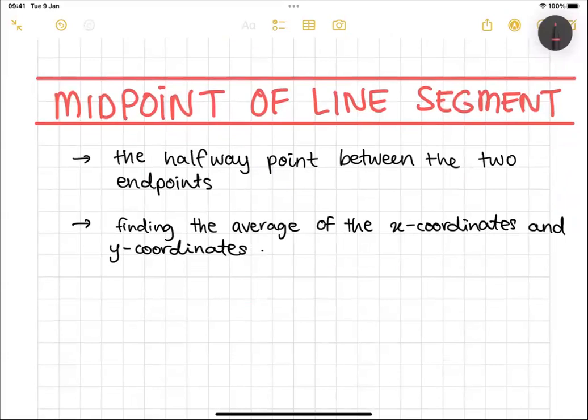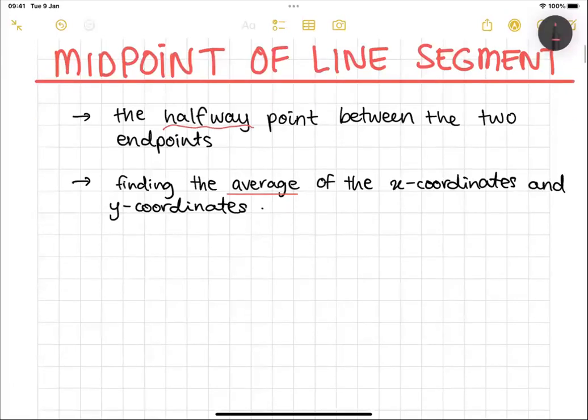Midpoint is basically the halfway point between a line. That's just basically it. It's just a halfway point. And to find the midpoint of a line, we need to figure out the average of the x coordinates and the y coordinates. Because it's a line segment, we're talking about a straight line. Straight lines have coordinates in this case.